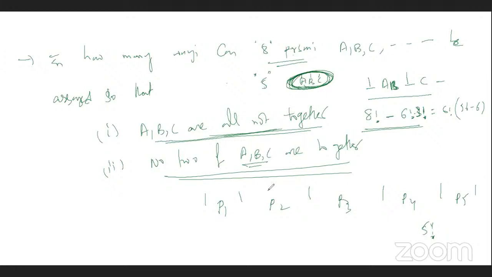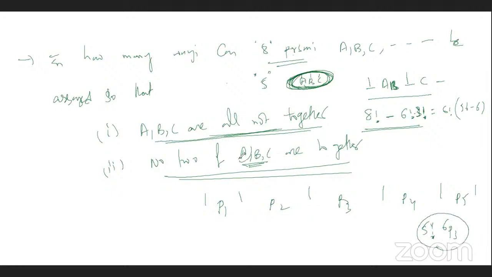So in the 6 gaps, I should arrange A, B, C, and in each gap only one person should be there. Yes, sir. How many ways are there? 6 into 5 into 4, or 6P3.